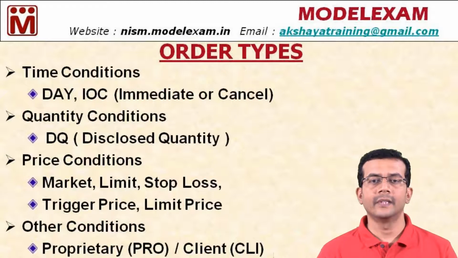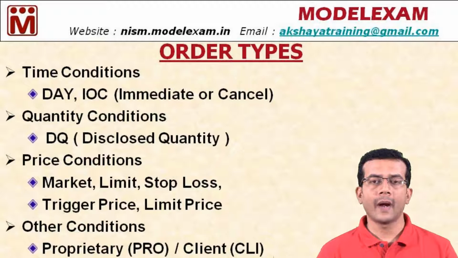The next condition is the quantity condition. We have something called DQ. DQ is disclosed quantity. Now if anyone wants to conceal their original quantity, then they can use DQ. For example, a trader might want to enter a very big order, say for 1 crore shares. Now if he enters that order for 1 crore shares, it will be seen in the electronic order book by all the other participants. It is transparent.